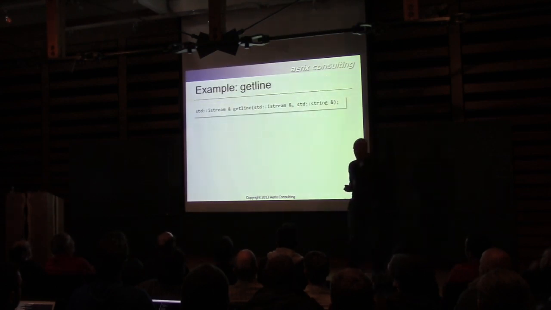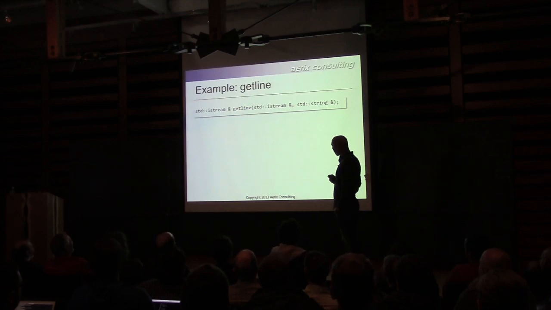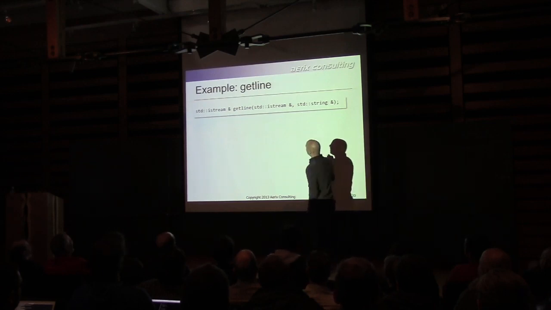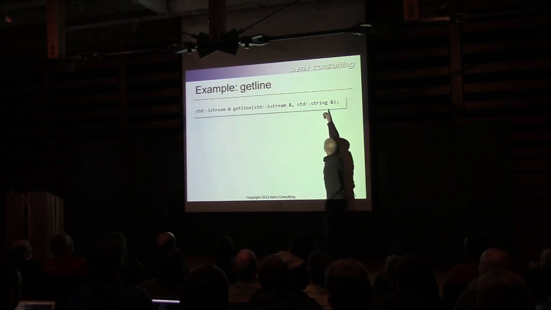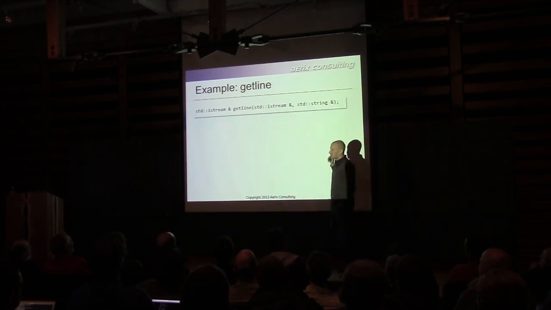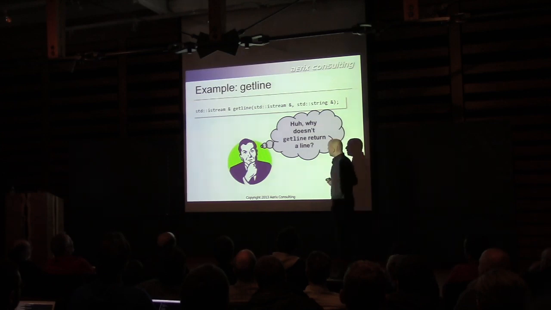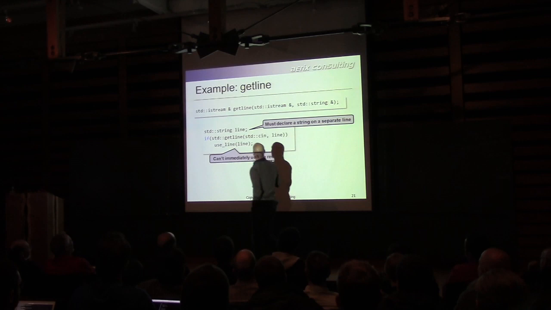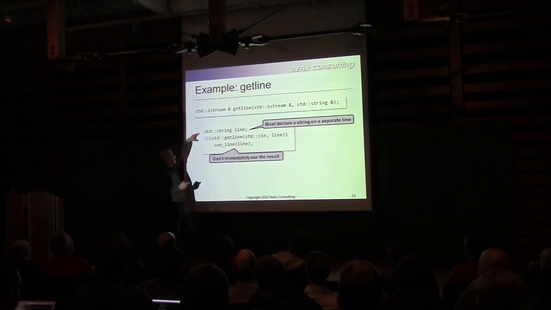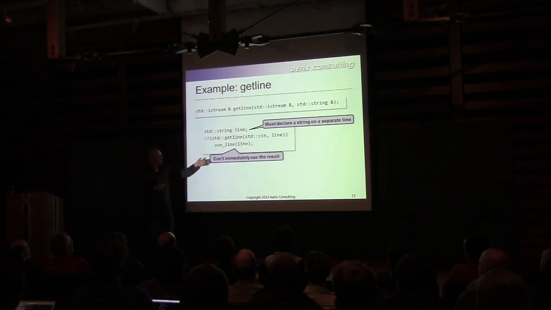Okay, let's talk about getLine, my favorite whipping boy. This is a standard thing, right? You pass in a stream, and it's an out parameter, so you pass in a reference to a std::string that you're then going to fill in. And here it's kind of interesting: how come getLine doesn't return a line? Well, there are reasons for that. But okay, so this is how you're supposed to use getLine. You default construct a string so that you can pass it into getLine by non-const reference, and then you use the line. So you can't immediately use the result, and that's an awkward, annoying, and non-composable interface, and we'd like to do something about this.